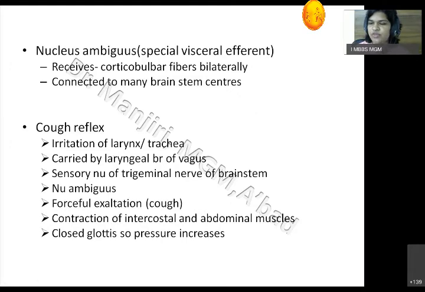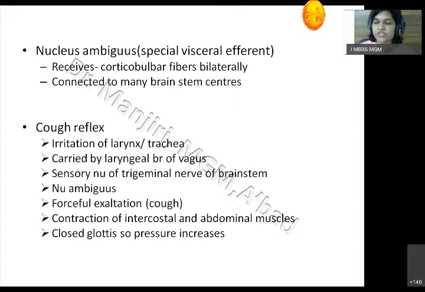If there is some irritation of the larynx or trachea, then this sensory information will be carried by the laryngeal branch of the vagus, as the vagus is the nerve which supplies the viscera in the chest and abdomen. This is carried to the sensory nucleus of the trigeminal nerve. From the sensory nucleus, it is carried to the motor nucleus, that is nucleus ambiguus. This motor nucleus will affect the muscles of the palate, pharynx and larynx and will cause a forceful exhalation by contraction of the intercostal and abdominal muscles.